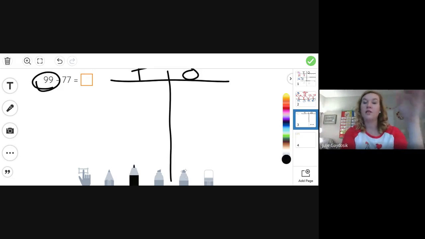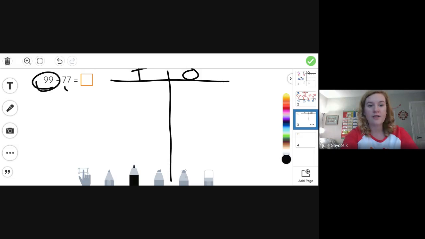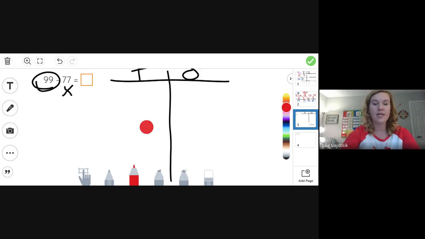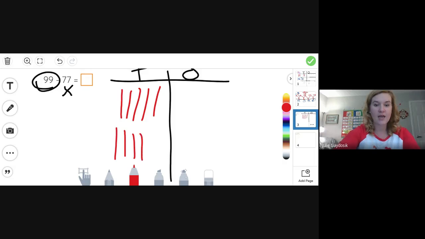So we've talked about this before with subtraction. In subtraction, you only draw the first number. So we're not going to draw 77. That's what we're going to take away. I'm just going to draw 99. 1, 2, 3, 4, 5, 6, 7, 8, 9. And then I'm going to draw 9 ones. 1, 2, 3, 4, 5, 6, 7, 8, 9.